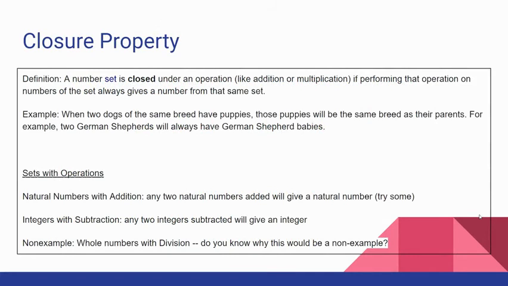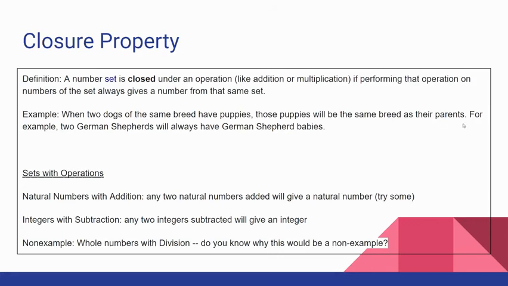And last but not least, the closure property. So a number set is closed under an operation like addition or multiplication if performing that operation on numbers of the set always gives a number from that same set. So this one I'm going to talk about with a real world example. So if you had 2 dogs of the same breed, and if they have puppies, well, you know for sure those puppies are going to be the same breed as the parents.